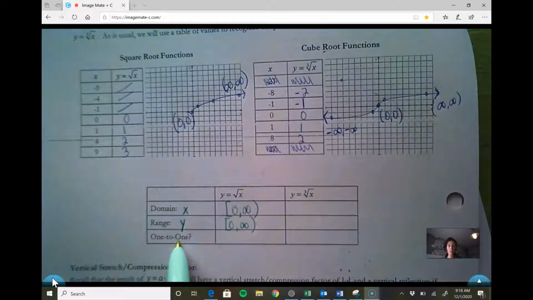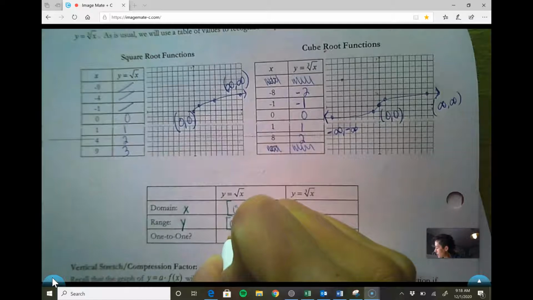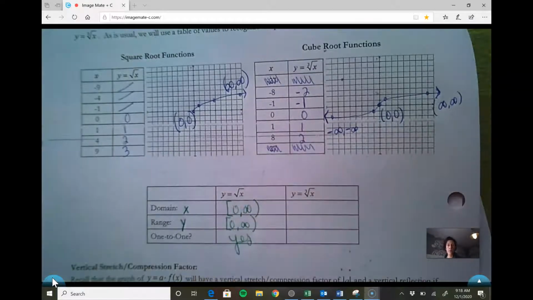Is this function one-to-one? Remember, one-to-one means it passes the vertical line test and the horizontal line test, and it does. We're going to say yes, it is one-to-one.